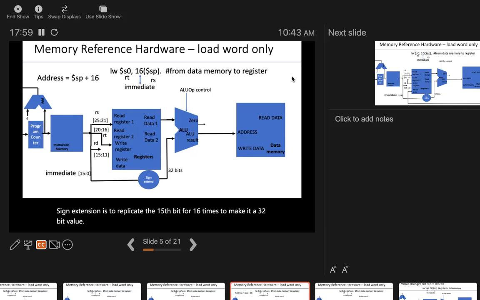This is done? This is the final version? No, not yet. We are getting there. So this is what we have done so far.